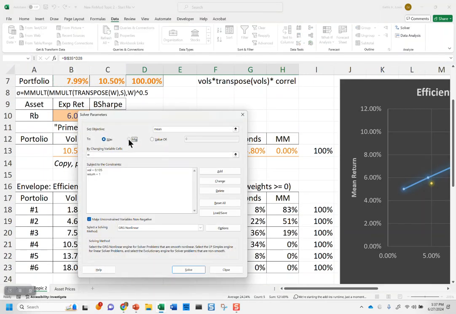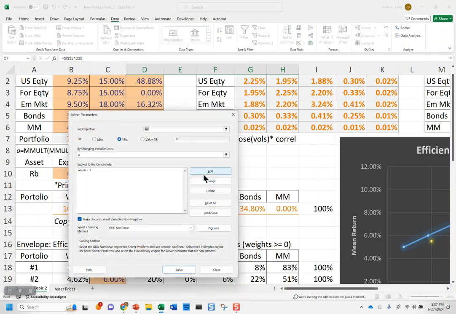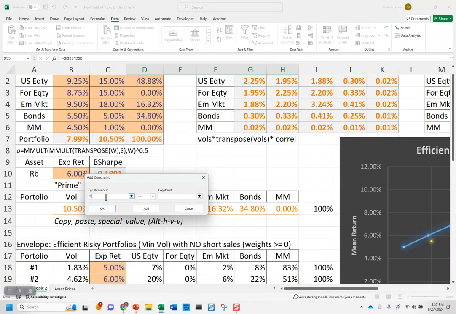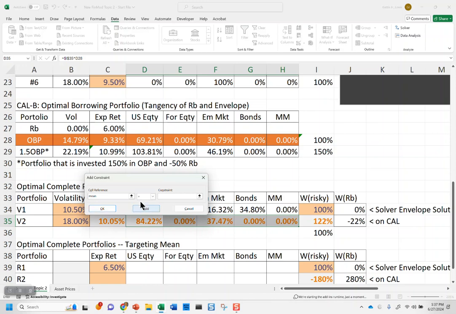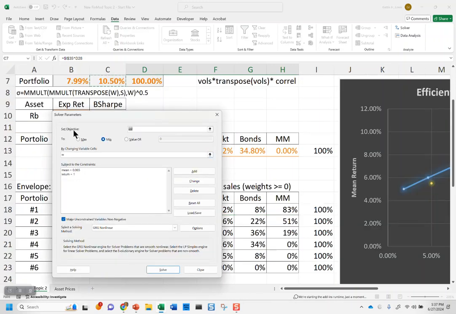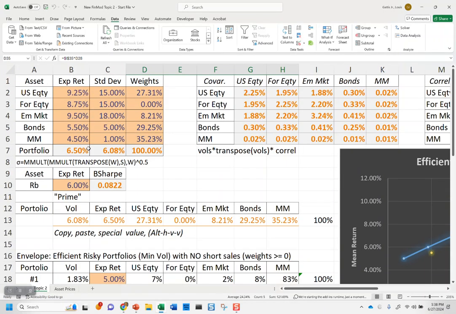I want to minimize vol by changing W, and then I want to delete this constraint on vol and add a constraint that the mean is equal to, what do we say there? 6.5. 0.065. Okay. Solve. Solver found a solution. There it is. That's your best 6.5% mean portfolio.